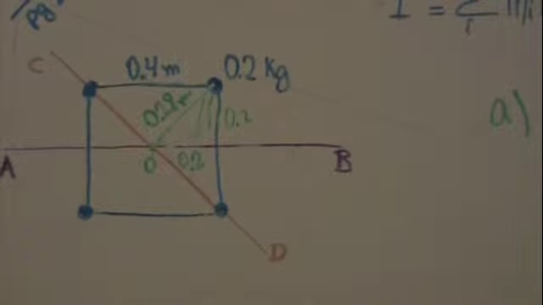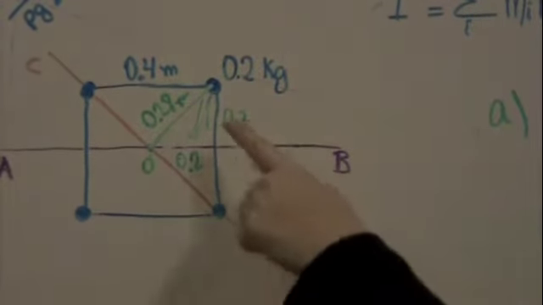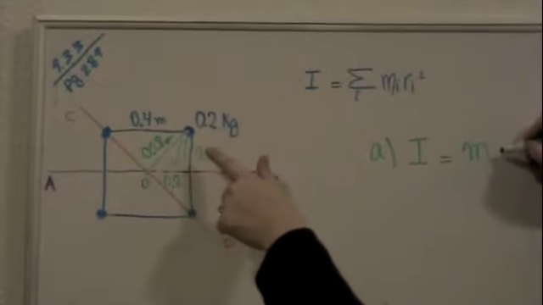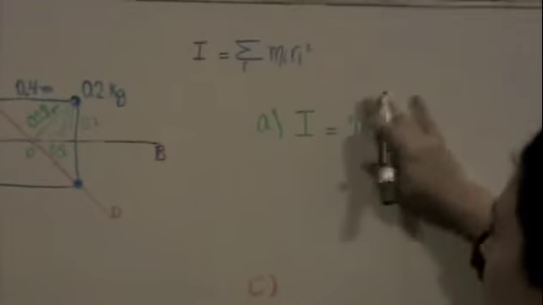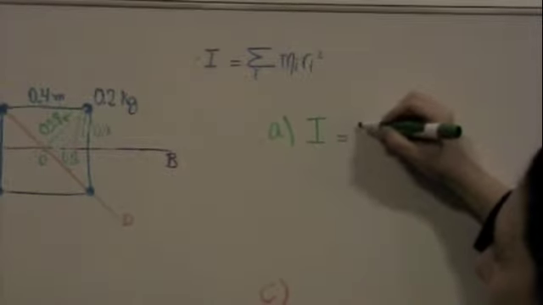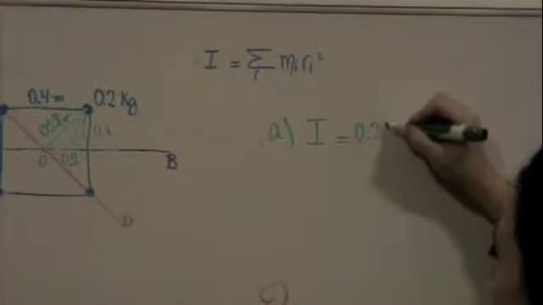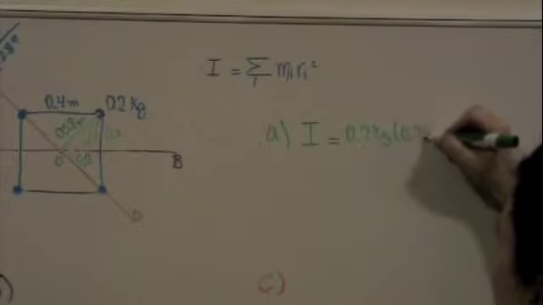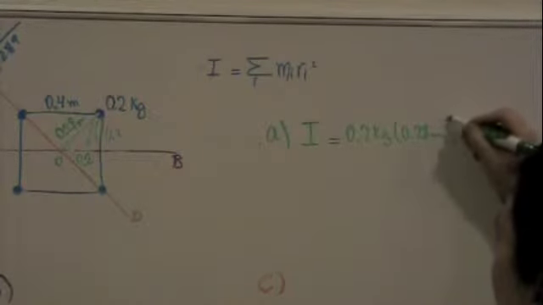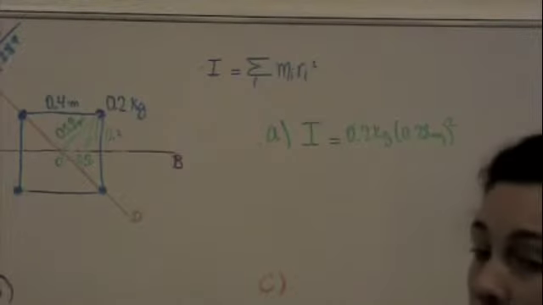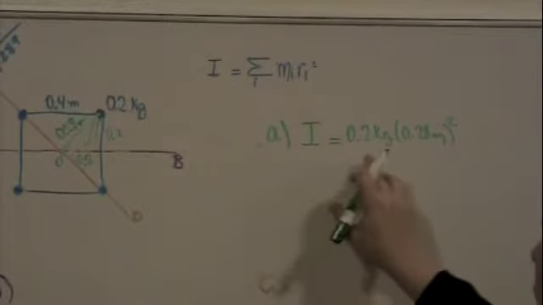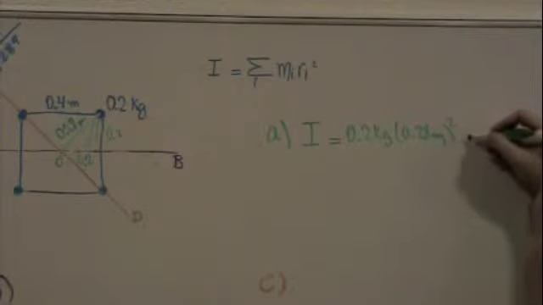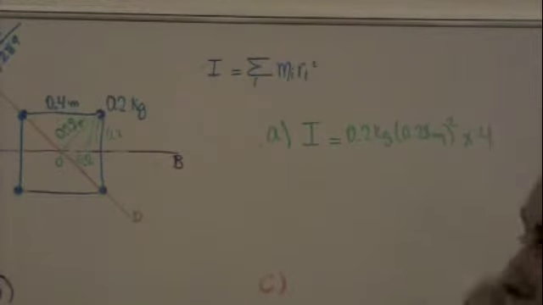All of the masses will be at the same distance, 0.28 meters from O. Therefore, I can say that the moment of inertia of one particle is the mass times the distance squared. Actually, why don't I just put the mass already? So it's 0.2 kilograms times the distance, 0.28 meters squared. This is the moment of inertia of one of those masses. There are four that are the same distance, the same mass. So what I'll say is that the total is all of this multiplied by 4 for the four masses.